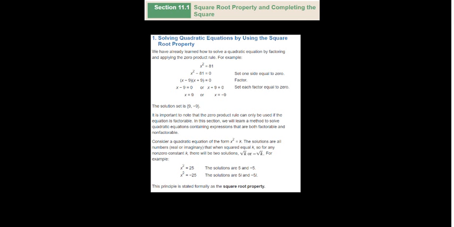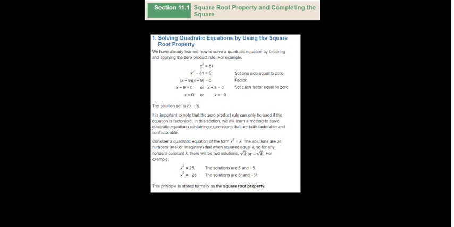Solving quadratic equations by using the square root property. We have already learned how to solve a quadratic equation by factoring and applying the zero product rule. For example, if we took x squared is equal to 81, we can subtract 81 from both sides and factor it as a difference of squares into x plus 9, x minus 9, and then set each factor equal to 0. We end up with the solutions x equal to 9, x equal to negative 9.